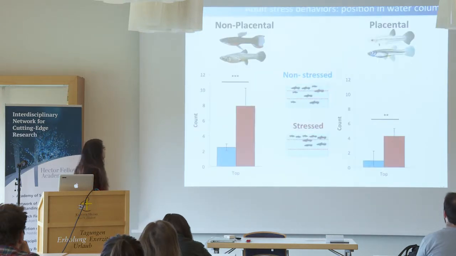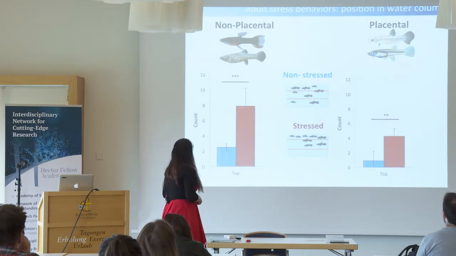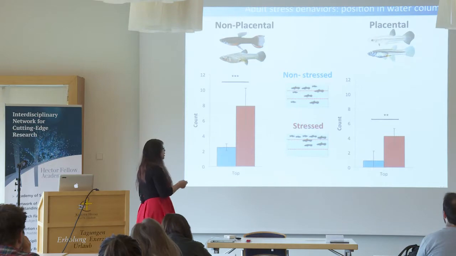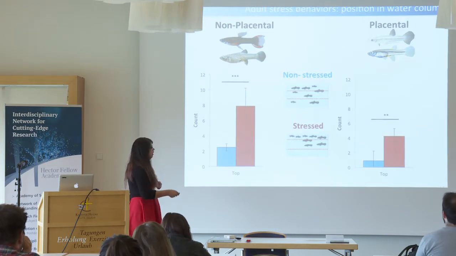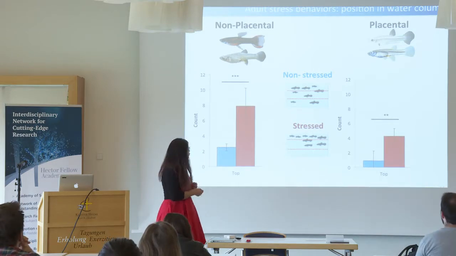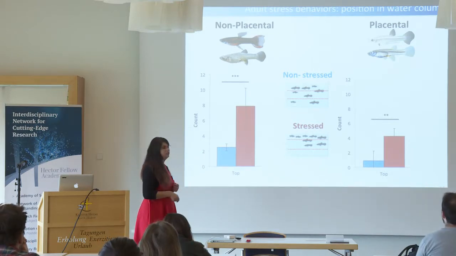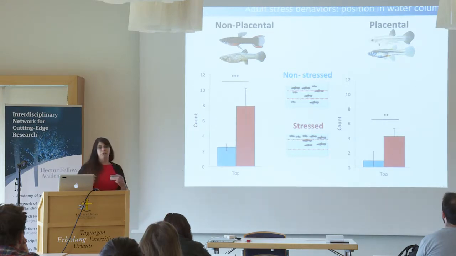Okay, so to verify that these fish are indeed stressed, so these are the adults, the parents, what we did is we looked at where they are in the tank. So if you recall the video, all the offspring were at the top of the tank. So that is our stress behavior. And we are indeed seeing that our stressed individuals are more likely to be at the top of the tank than randomly throughout it like our non-stressed individuals. And that goes for males and females of both species.